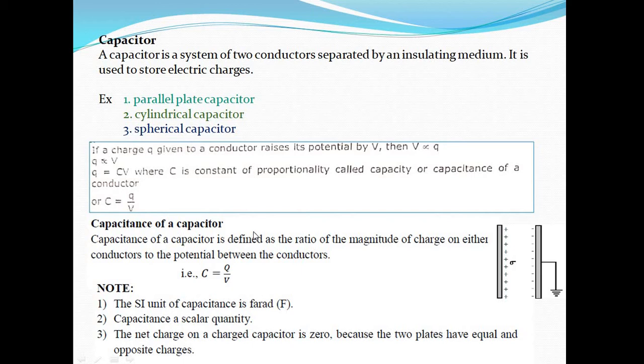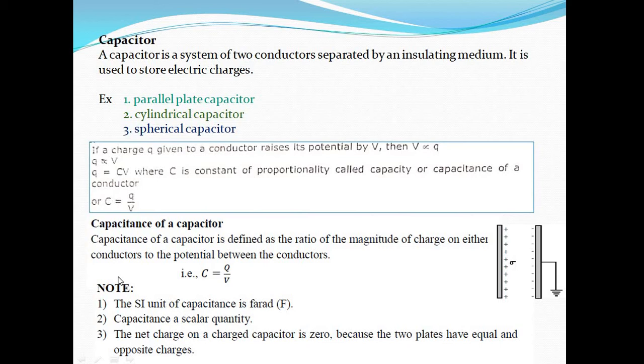So the capacitance of a capacitor is defined as the ratio of the charge on either of the conductors to the potential difference between the conductors, where Q is the magnitude of the charge on either of the conductors. Here both the conductors have equal and opposite charges. Q is the charge on the plate and V is the PD between the plates of the capacitor, or between the conductors. These two plates are conductors. Okay, students? So capacitance is a new physical quantity here.